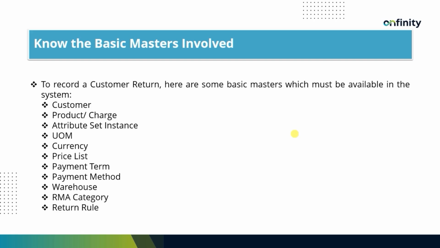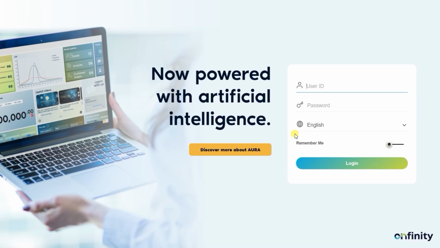That concludes the basic overview of the customer return process. By now, you should have a good understanding of the key steps and required master data. Now, let's move into the Onfinity ERP system to see the step-by-step process of how you can create and manage a customer return in practice. To get started, open the Onfinity URL in your browser.